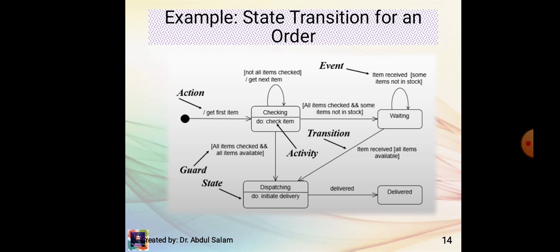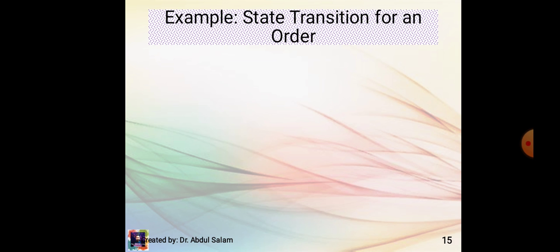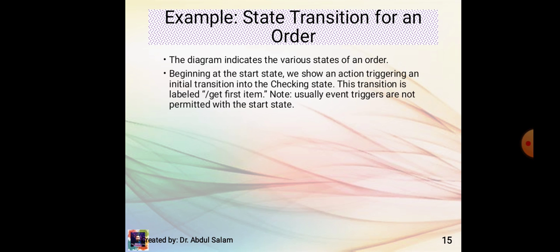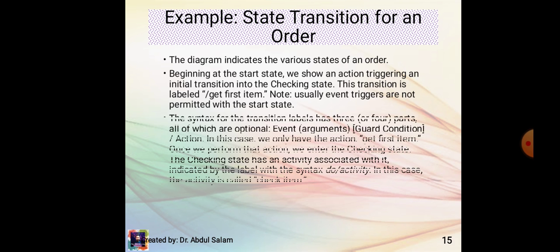Example: state transition for an order. The diagram indicates the various states of an order. Beginning at the start state, we show an action triggering an initial transition into the checking state. This transition is labeled get first item. Note: usually event triggers are not permitted with the start state.